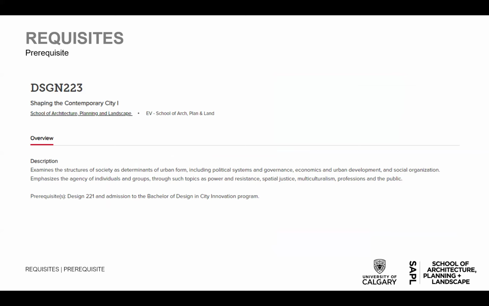Prerequisites are conditions you must satisfy before progressing into a specific course. In this example, the prereq for Design 223 is Design 221 and admission into BDCI. This means that you won't be able to register into this class unless you are a BDCI student. In addition, to take Design 223, you have to first successfully complete Design 221. Prerequisites must earn a passing grade as determined by the school or faculty governing that class. For all design courses, the passing grade is at least a C- or higher.